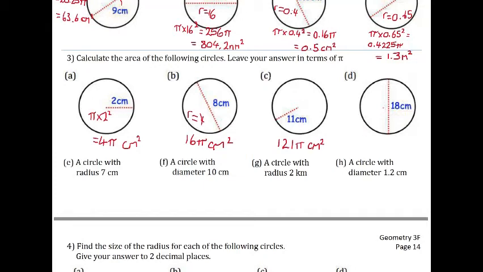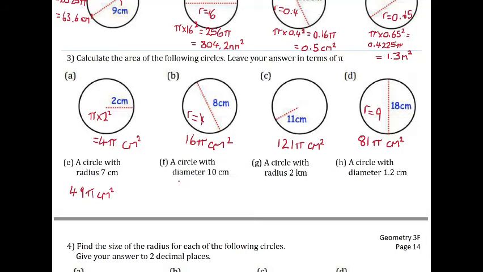And finally this one, radius would be 9. So 9 squared would be 81. So the answer is 81 pi centimetres squared. And then the final questions, you don't even really need the circle to do these, just need to be told what the diameter or radius is. If it's a radius of 7, 7 squared would be 49. So this is 49 pi centimetres squared.